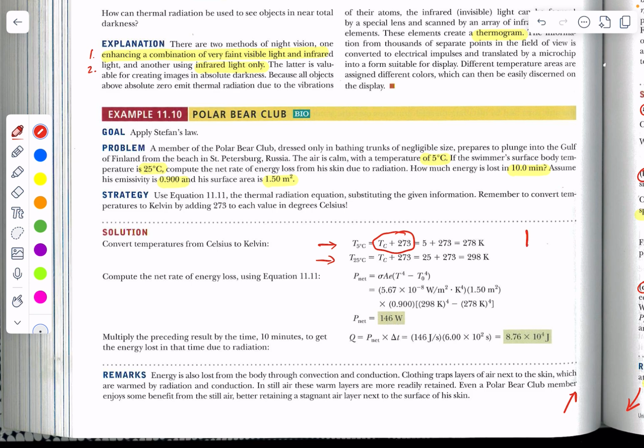Notice we do not talk about degrees Kelvin. Kelvin, it's just a straight Kelvin, not degrees Celsius. Well, we do have degrees Celsius, but we just talk about kelvins.